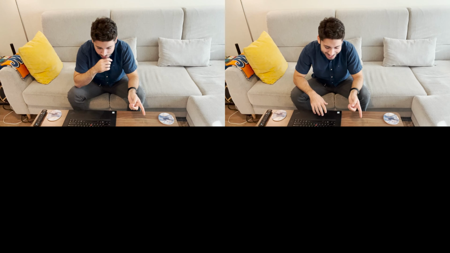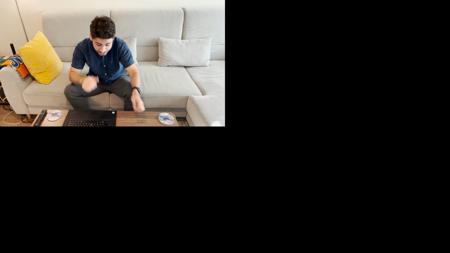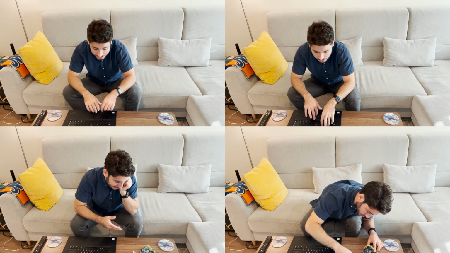Why isn't the screen on? How did I break the screen? In what world is the screen broken right now? This one apparently. Are you kidding me? How did I break the screen? Why are you not working? Oh, it's just not printing.